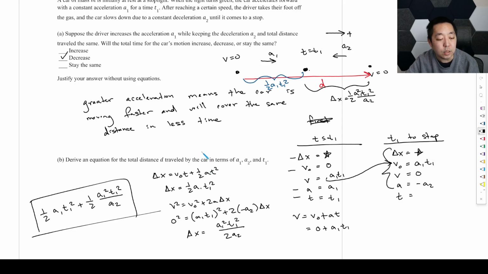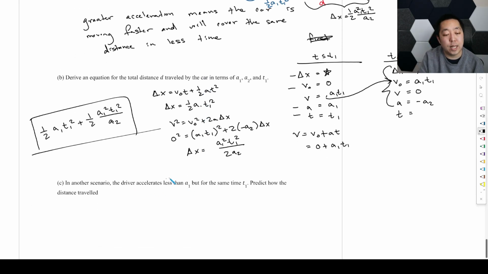In another scenario, the driver accelerates less than a1, but for the same time t1. Predict how the distance traveled changes. Does it increase or decrease? This is one of those cases where you want to look at the equation we just derived and decide, is it going to go up or go down? The acceleration is less than a1, so a1 is going to decrease. Everything else stays the same. So if a1 goes down, then overall the distance is going to decrease.